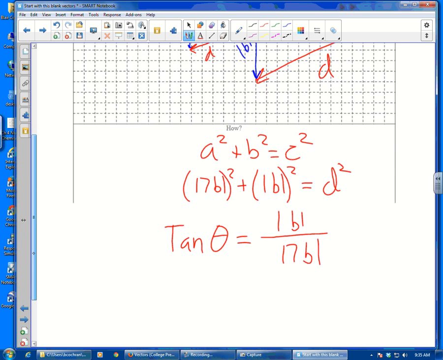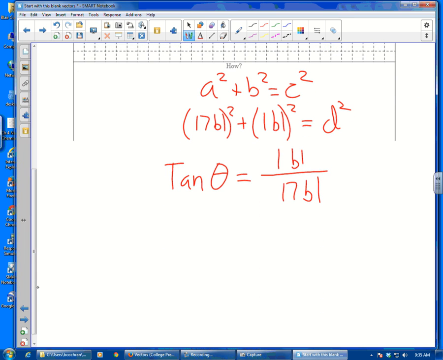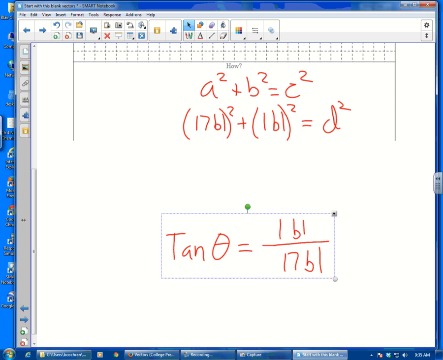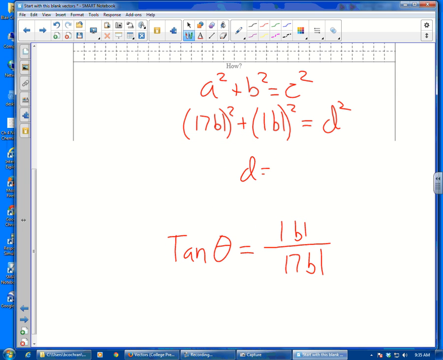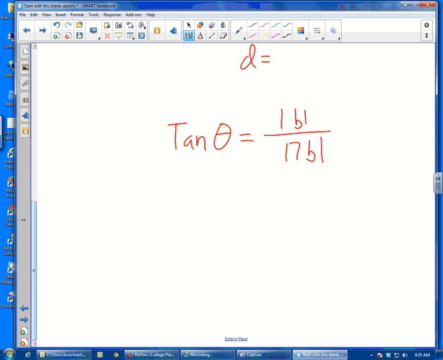So I got those from the opposite side and the adjacent side. Now I want to move all of this down so that, a second. So the opposite side over the adjacent side. That's that little triangle, yep. To get theta out of my tangent function, I have to do inverse tan to both sides. Theta is tan to the -1 of 1 block over 17 blocks.